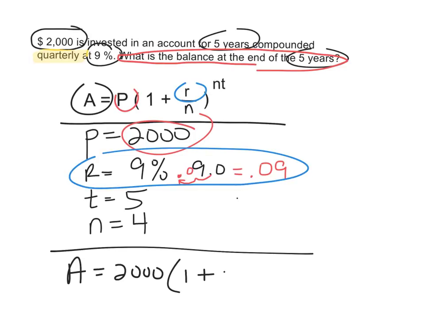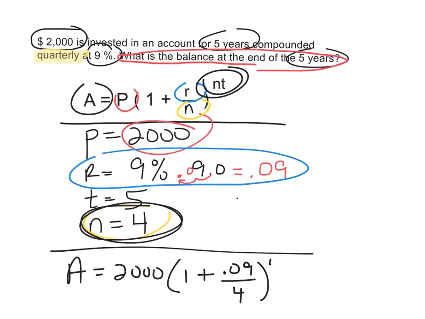So it's going to be 1 plus 0.09 divided by n. Well, in our problem, n was 4 because the balance is compounded quarterly. So it's going to be 1 plus 0.09 over 4, close parentheses, raised to the n times t power. Well, we just said n was 4, and t, the time in years, was 5.